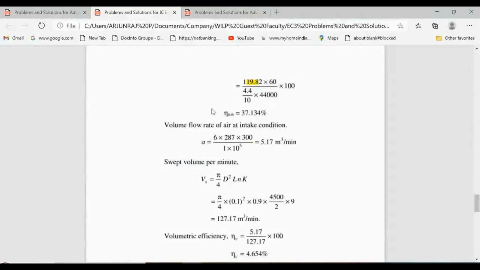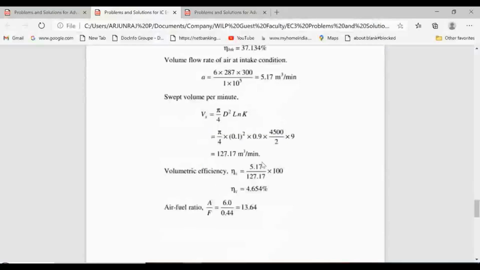You get the value here. Okay. So you need to see how that 4.4 comes. Okay. Let us go in the reverse direction.